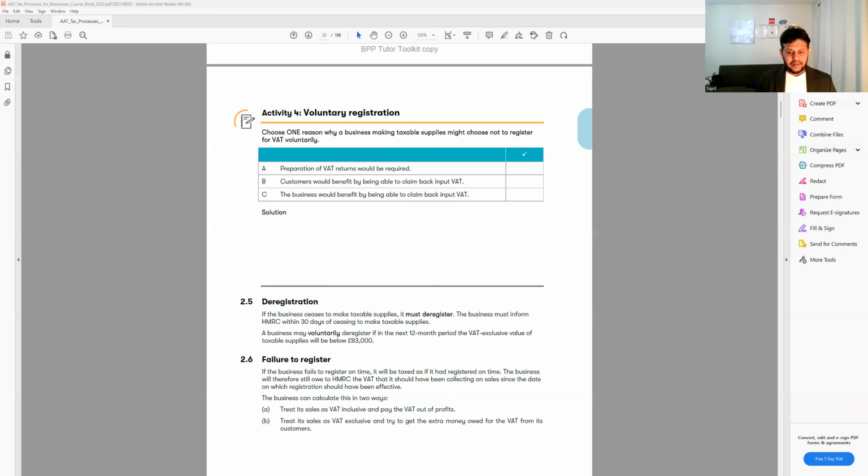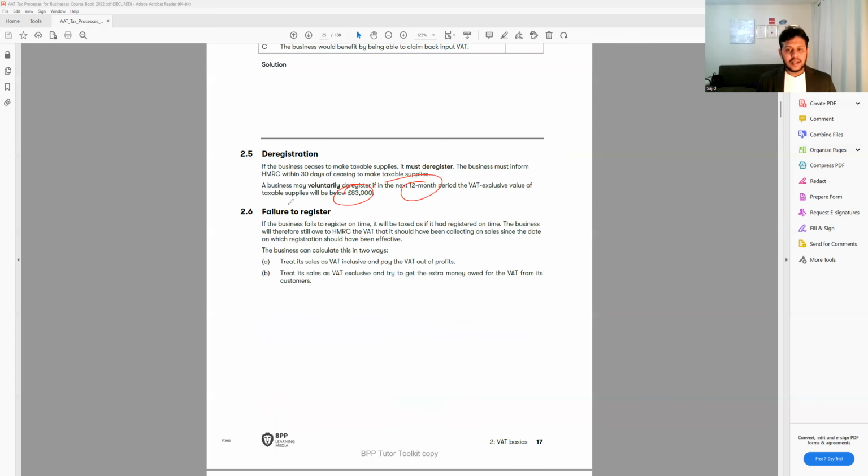All right, so we have deregistration. We have talked about it. So if it is 83,000 for the 12-month period, VAT exclusive value, you can say, I don't want the VAT registration. You might think I want to deregister voluntarily. So you can always do that. If a business is making only exempt supplies, it must deregister. For example, if you think from now on I'm not going to make any taxable supply, I'm going to make only exempt supply, then you have to deregister immediately. The business must inform HMRC within 30 days of ceasing the taxable supply.